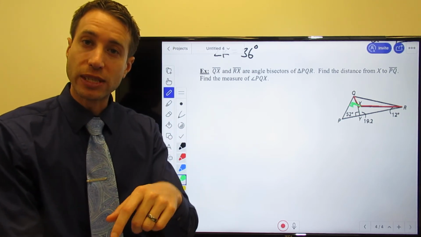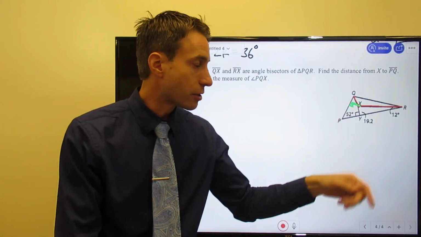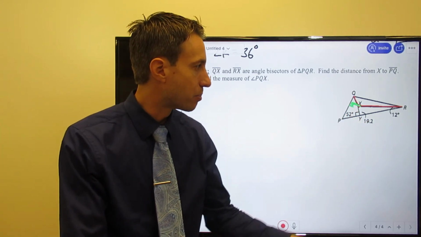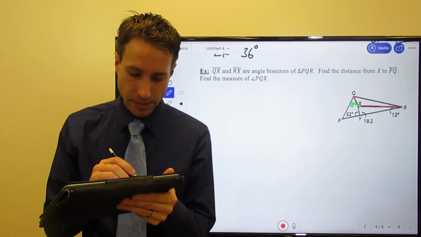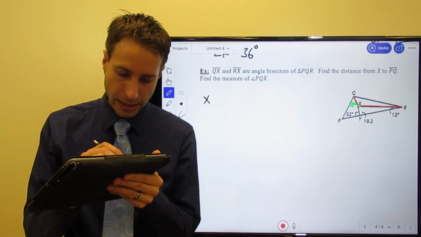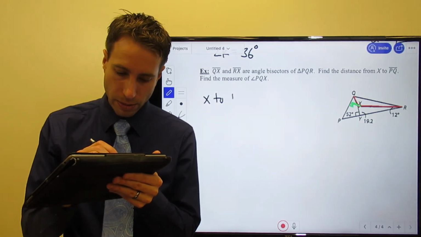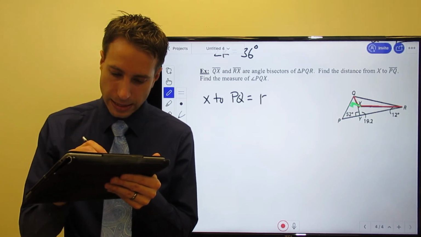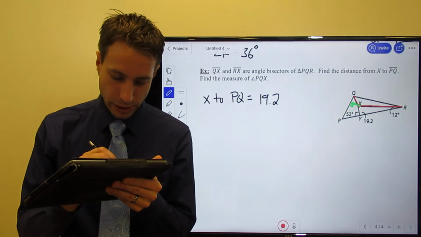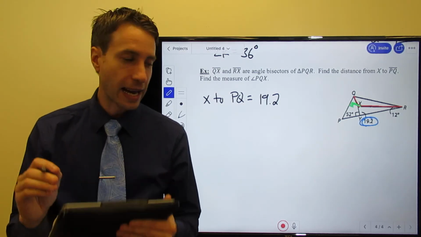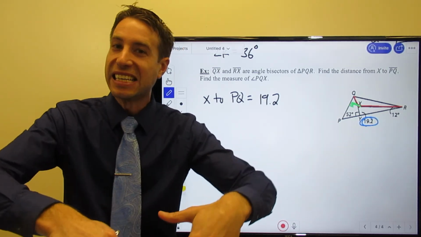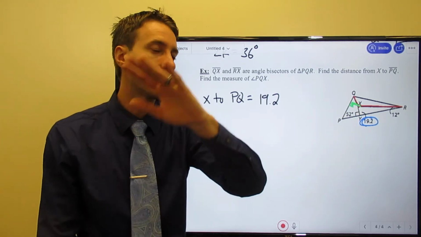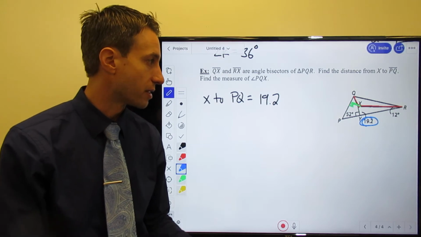I know that it is equidistant, right? This is my incenter, so it's equidistant from all the sides. This is the easy one. If that guy is 19.2, then mine has to be 19.2 as well. So X to PQ is equal to 19.2. That just comes straight from the diagram, right? The incenter is equidistant from all the sides. So if you know the distance from the incenter to one of the sides, you know the distance from the incenter to all of the sides.